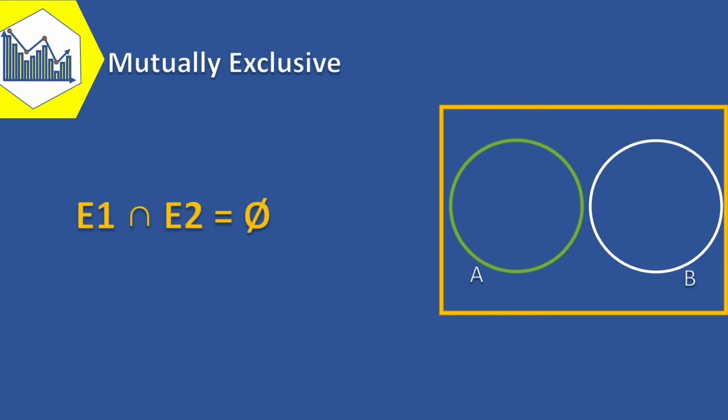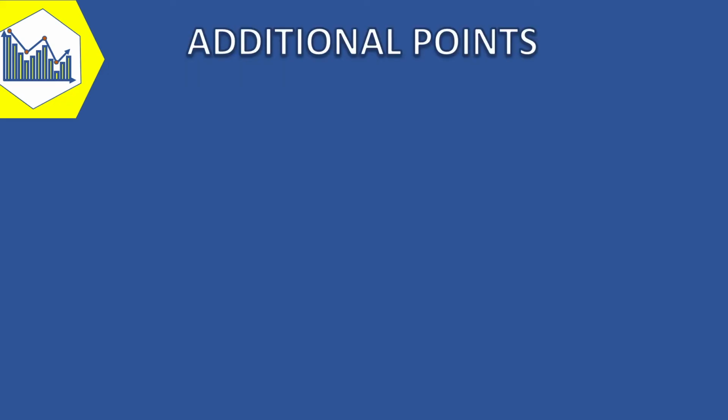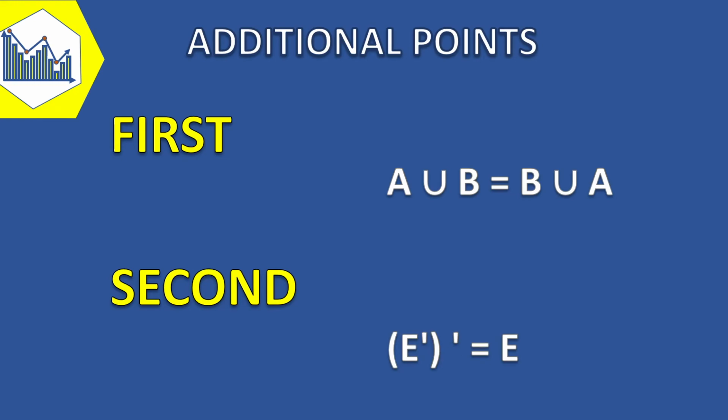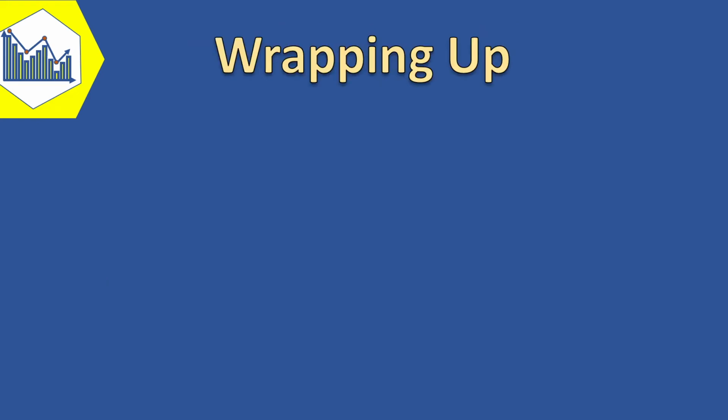But before wrapping up the video, there are two additional points that are helpful to know. First, we should know that in intersection and union, sets can be used interchangeably. I mean, A union B is not different from B union A, and this is also true about the intersection of them. And second, the complement of the complement of an event is equal to our main event, and it can be illustrated like this. Now it's the moment to wrap up the video.